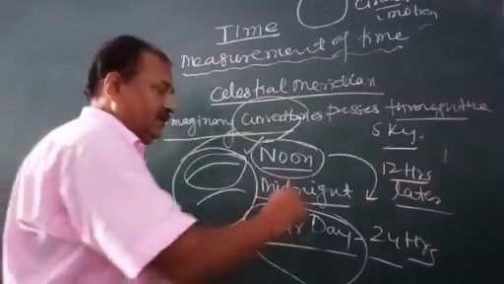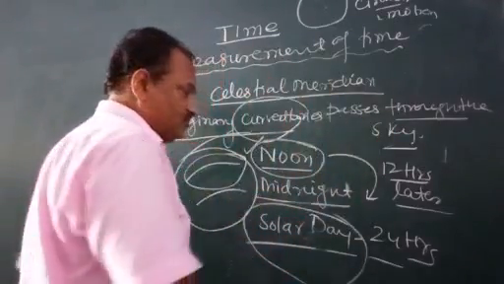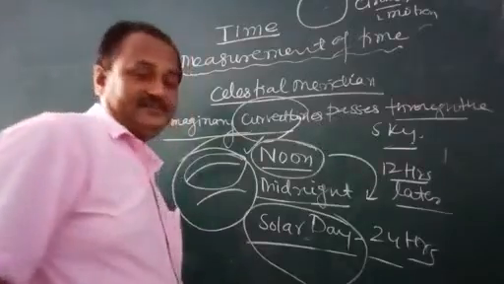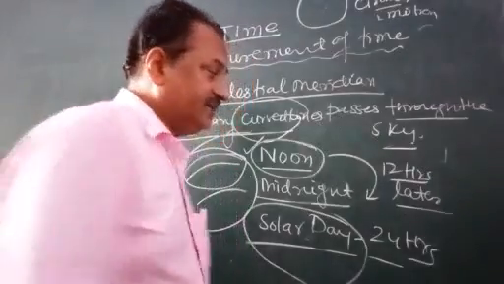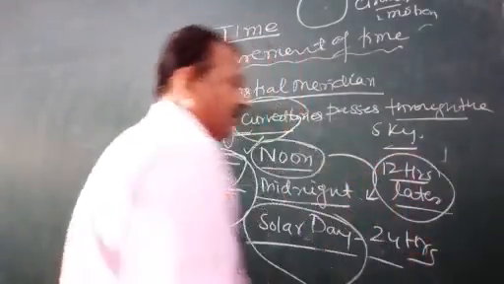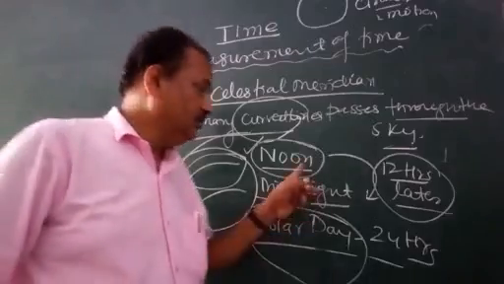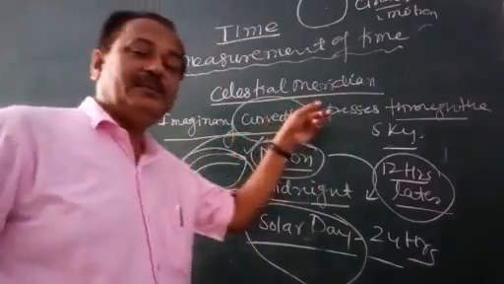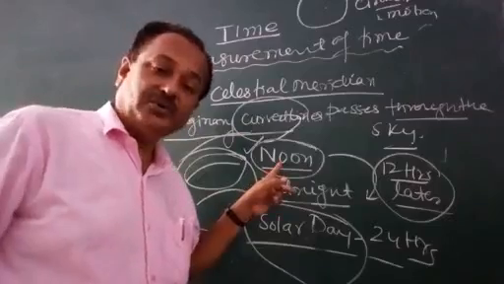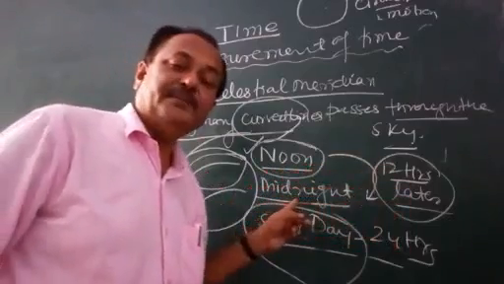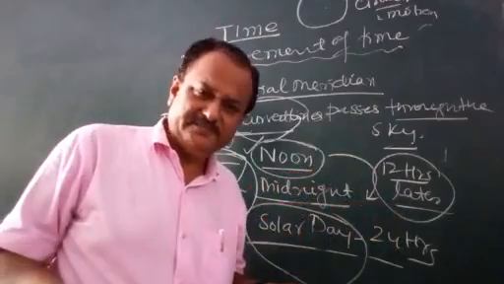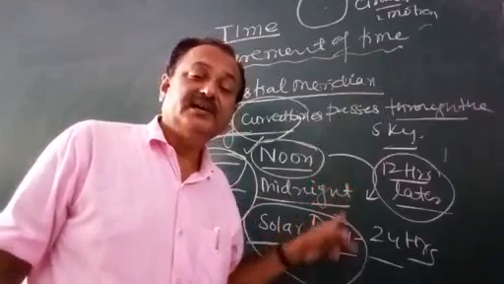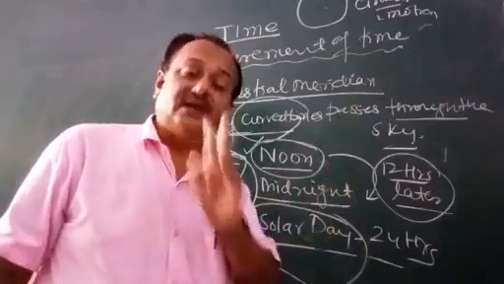And when earth keeps on rotating, from noon to midnight, this time period is of 12 hours. From noon, जब अर्थ ने सेलेस्टियल मेरिडियन को क्रॉस किया, वो नून हो गया. फिर नून से 12 आवर्स बाद में मिडनाइट आ गया. जैसे नॉर्मल इंडिया में रहते हैं दिन में 12 बजे, रात में 12 बजे मिडनाइट हो गया. So 12 to 12, it is how much, 12 hours.